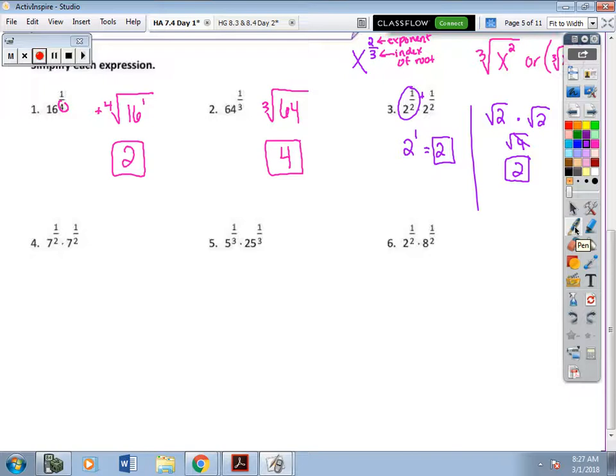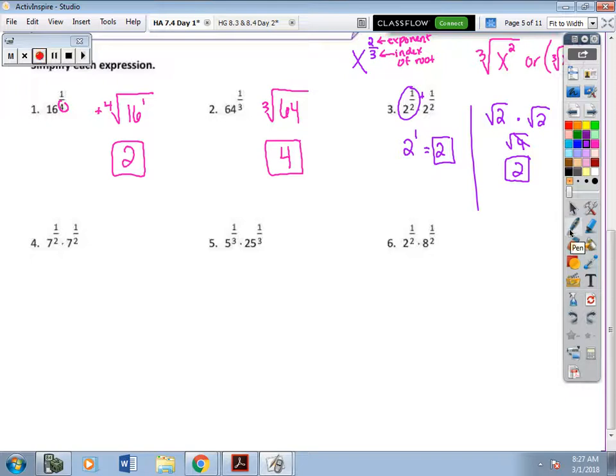Be careful with 5 and 6 because they do not have the same bases. So you cannot just say it's 5 to the 6th power because they don't have the same base of 5. In order to use the exponent rules, the base has to be the same, like x's, y's, 5's. They have to be like bases.